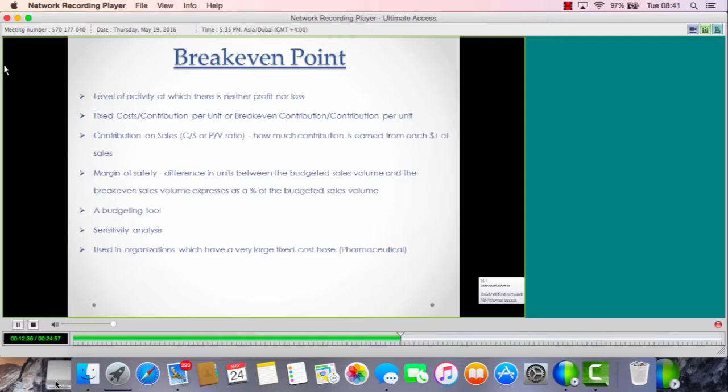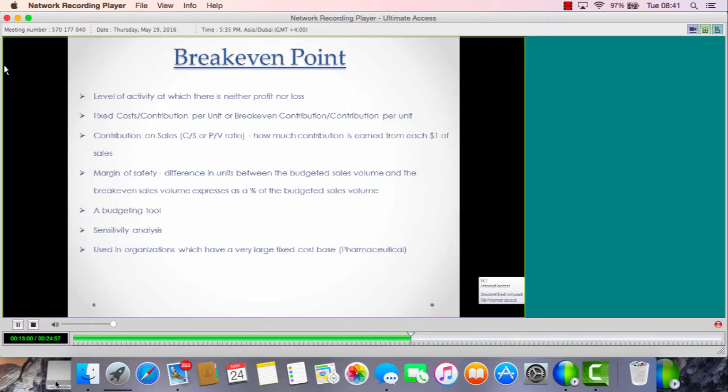So in order to check that, you'll have less contribution than last time. But your fixed cost will remain the same. So you will need to know how many units you need to sell to break even if that 10% increase happens. Okay? Right? So that is called sensitivity analysis.